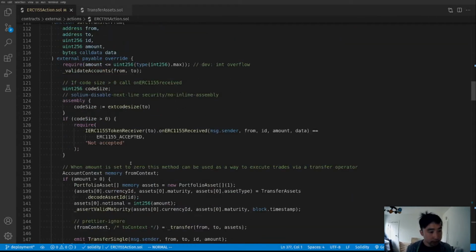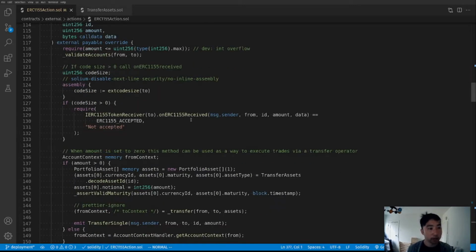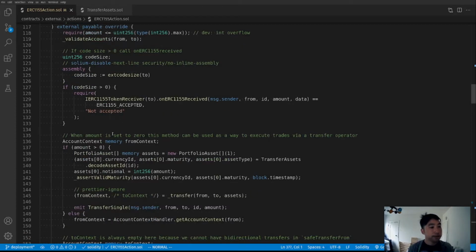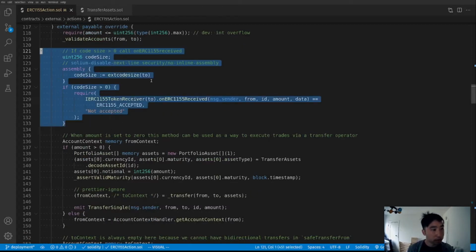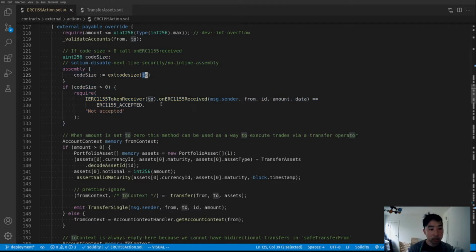So looking at Safe Transfer From, we're going to validate the accounts. This is simply checking that these are valid addresses, and we're also going to check approvals if the sender is not the same as the from address. So we're just checking authorization. Part of the ERC1155 spec, which I think is quite nice, is that if the destination account, the to, is a contract, we're going to ensure that it will actually accept these Fcash assets.